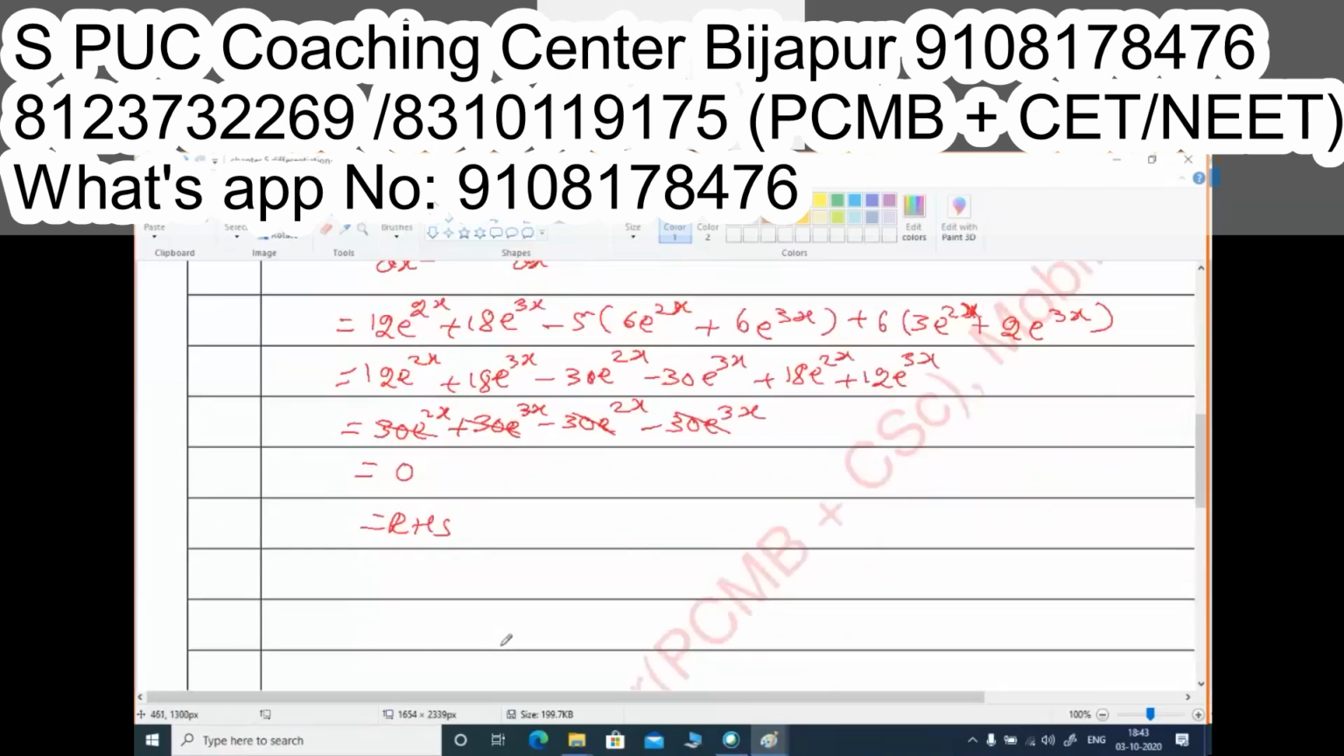Therefore d square y by dx square minus 5 dy by dx plus 6 times of y equal to 0. We have shown this clearly.